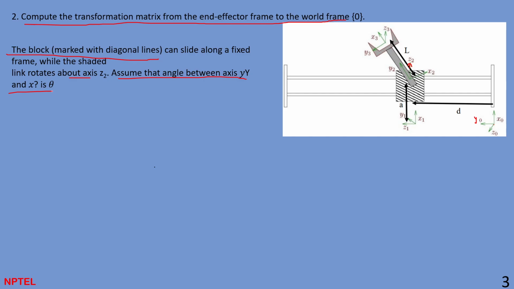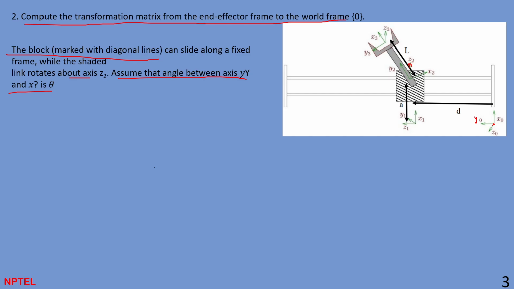Okay, so you need to calculate a transformation matrix going from this frame to this frame. How will you do it? You need to do it step by step. First you see what is happening. Translation is happening, and you go from the zero frame to the one frame. You need to translate by a distance d, right? But you need to also see that the frame itself is rotating. This is the x naught frame, this is the x1 frame, but you see the z1 frame and y1 frame are not aligning with the x naught frame, right? So some rotation is also happening here.